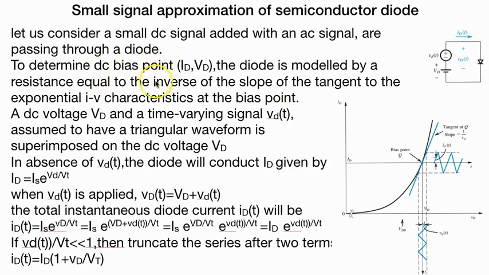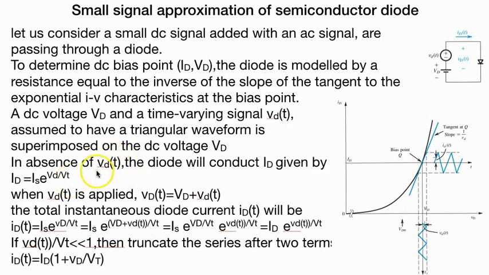DC bias point, the diode is modeled by a resistance equal to the inverse of the slope of this tangent passing through the ID and VD line. A DC voltage VD and a time varying VD(t) assumed to have a triangular waveform superimposed on the DC voltage VD.